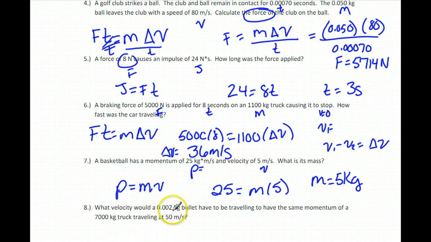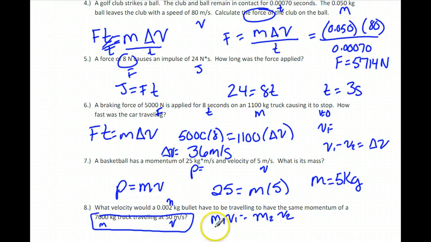What velocity would a 0.02 kilogram bullet, that's mass, have to be traveling to have the same momentum of a 7,000 kilogram truck, that's another mass, traveling at 50 meters per second? So this is a slightly different question. This is basically asking us, if I have the momentum of that truck, how fast would this bullet have to be traveling? You can do this a couple different ways. I think the easiest way to do this is m1 v1 equals m2 v2.